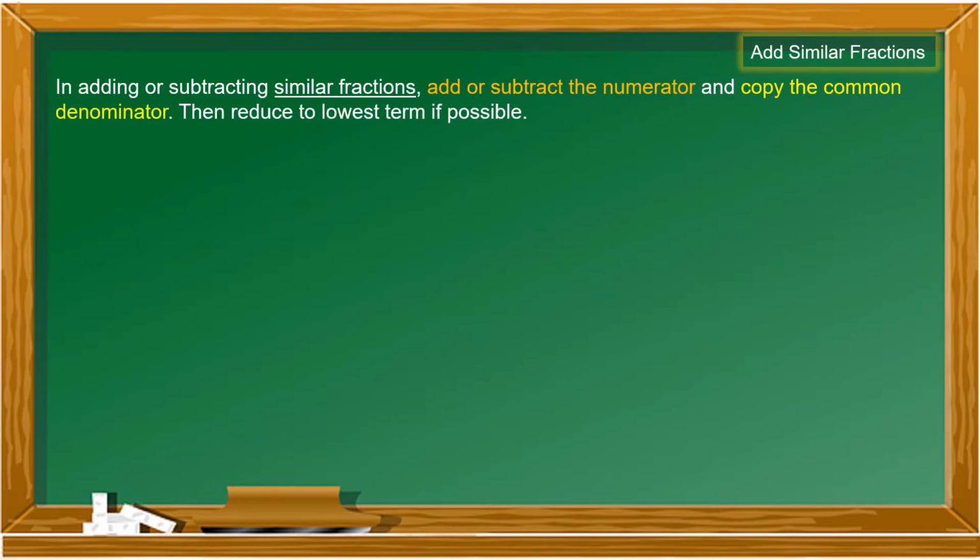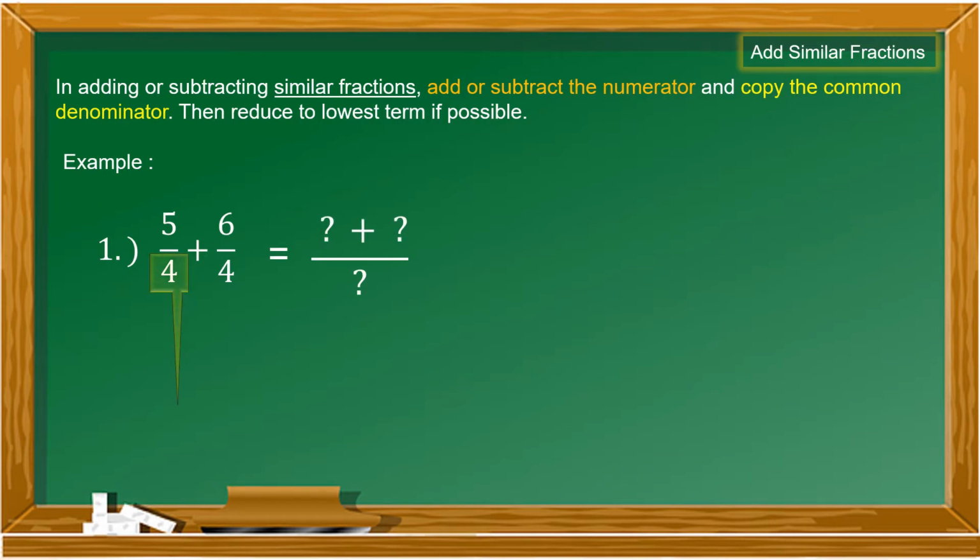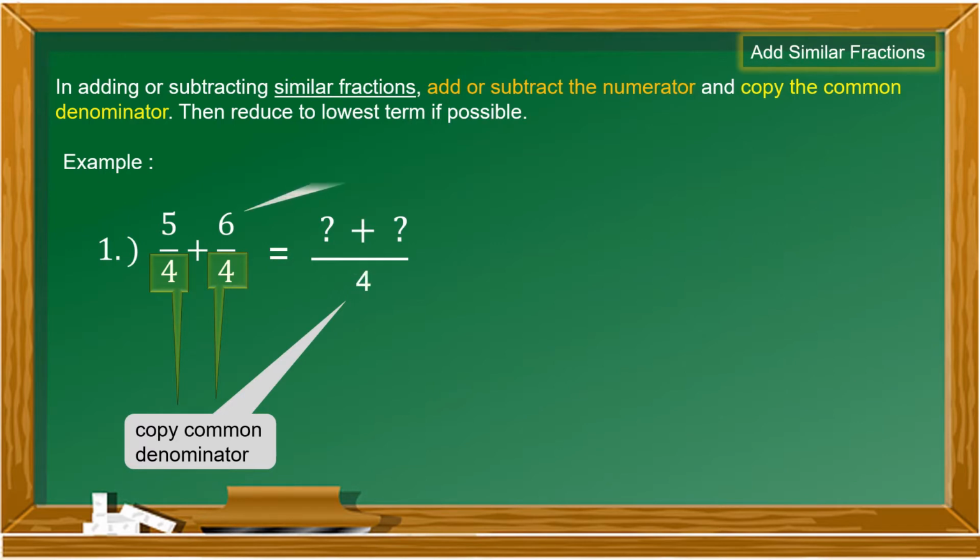In adding or subtracting similar fractions, add or subtract the numerators and copy the common denominator, then reduce to lowest term if possible. Example number 1: 5/4 plus 6/4 is equal to, just observe they have the same denominator. Just copy the common denominator, that is 4, then add the numerators, that is 5 plus 6, that is 11. Then copy the denominator 4, so you have now 11/4.